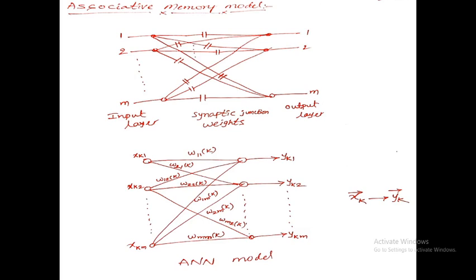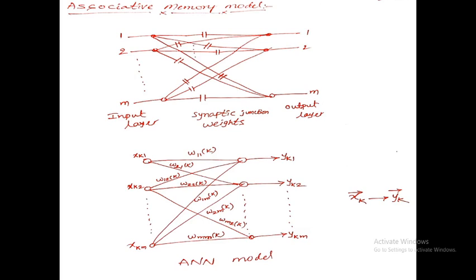If you see any connection link weight, the two numerals in the subscript indicate the output and input neurons. Take the example of XK2 to YK1: the connection link weight is W12. W12 means the connection link weight from the second input neuron to the first output neuron. That's why we represent the output first as a subscript, then the input. That's why W12 with K in brackets, the kth pattern connection link weight. Even from XK2 to YKM, M is the mth output neuron, so the corresponding weight is WM2 of the kth pattern.